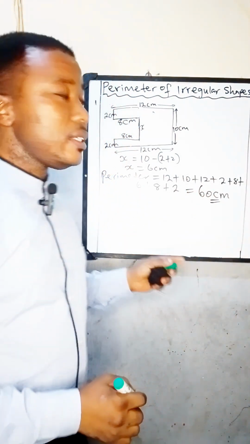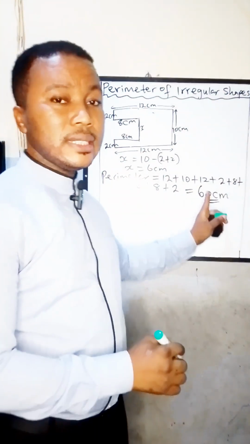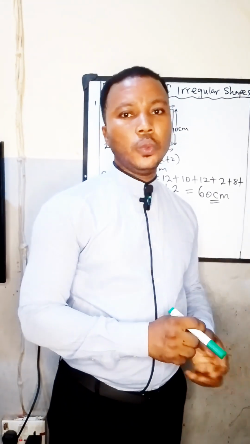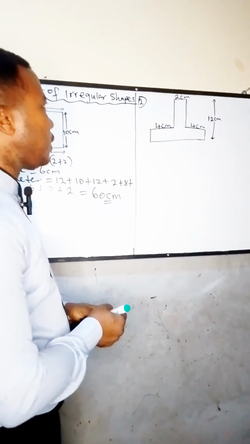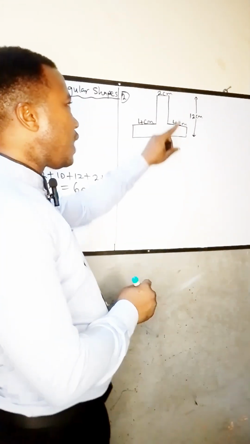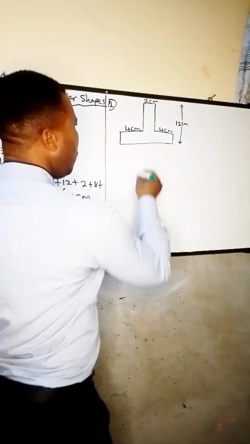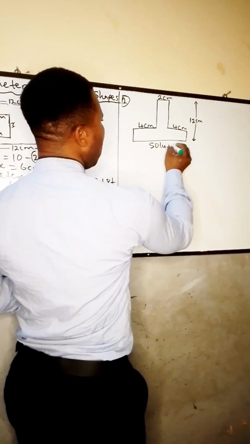So therefore, this perimeter is just 60 centimeters. Let's look at question number 2. As you can see, in question number 2, it's still this. We are asked to find the perimeter of this shape. So we have here the solution.